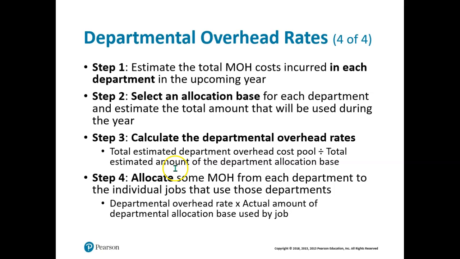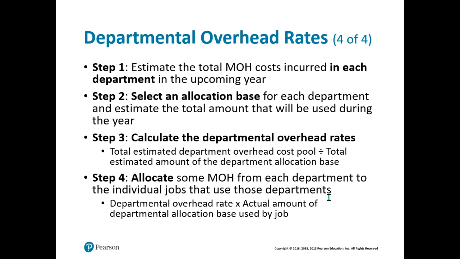So estimate the total costs incurred in each department, pick an allocation base that makes sense for the department, calculate the overhead rate, and then allocate it, okay? Try to keep this simple for yourself. The book has a lot of steps, but you really don't have to worry about it that much.